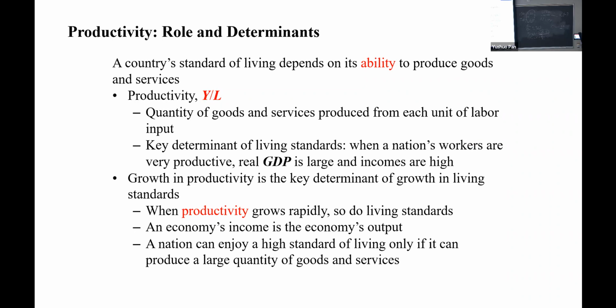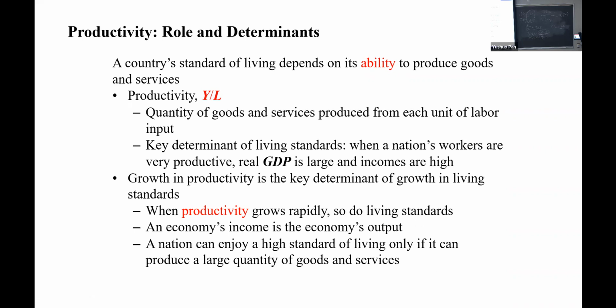Growth in productivity is the key determinant of growth in living standards. So when productivity, Y over L, which is the GDP per capita, grows rapidly, so does the living standard. And back to our Chapter 10, real GDP per capita is the main determinant of the average person's standard of living, right? So if this grows fast, then the average person's standard of living will improve really fast.